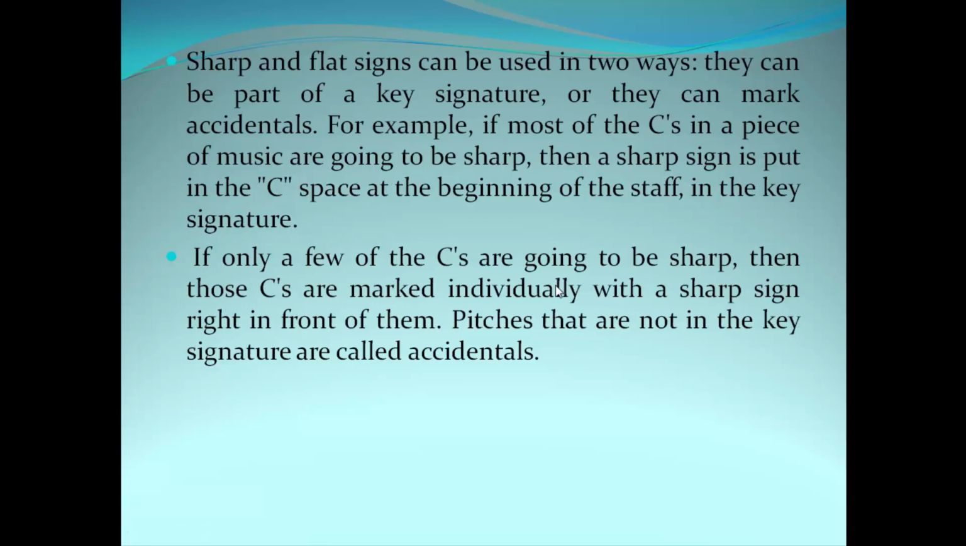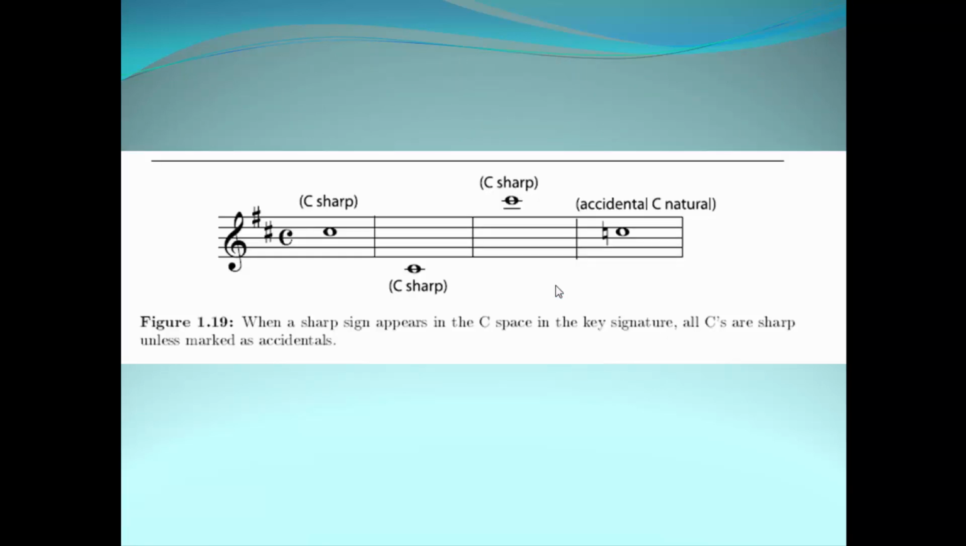Pitches that are not in the key signature are called accidentals. As you can see here, this is C sharp, but this is an accidental C natural. So when a sharp sign appears in the C space in the key signature, all C's are sharp, unless marked as accidentals, like this.